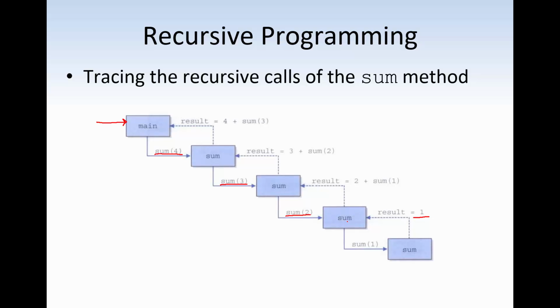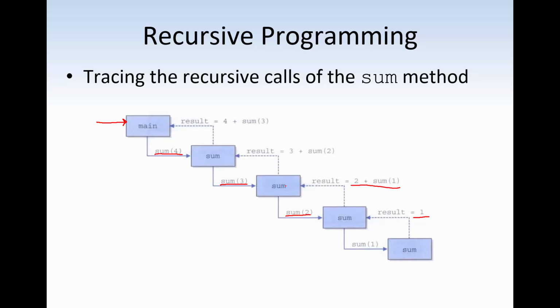This call was for sum of 2. Now sum of 2 has the result of that recursive call. That method is able to add 2 with the result of sum of 1, which is just 1. So it's adding up 2 and 1, and it gets back 3. Now that can complete, and so it passes it back to sum of 3. So sum of 3 now has a result from sum of 2, and now it can do its addition.